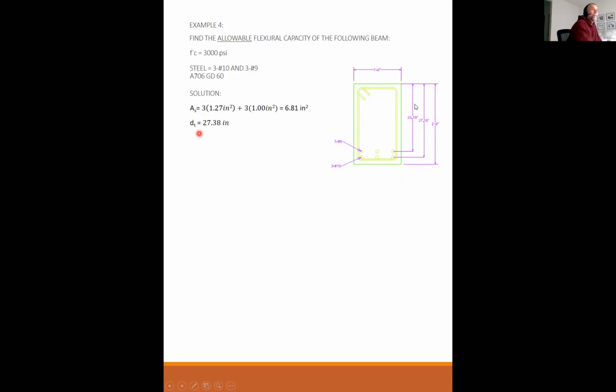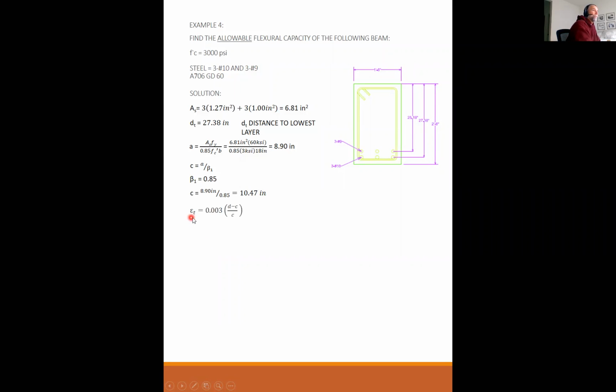dT is the distance to the lowest layer, 27.38 inches. a is As fy over 0.85 f'c b. I plug in the appropriate values and get 8.9 inches for a. c is a over beta 1. Beta 1 for 3,000 psi concrete is 0.85. You can go back to the previous slides where we define that, or you can go to your textbook and look at the appendix. So c is 8.9 over 0.85, or 10.47 inches.